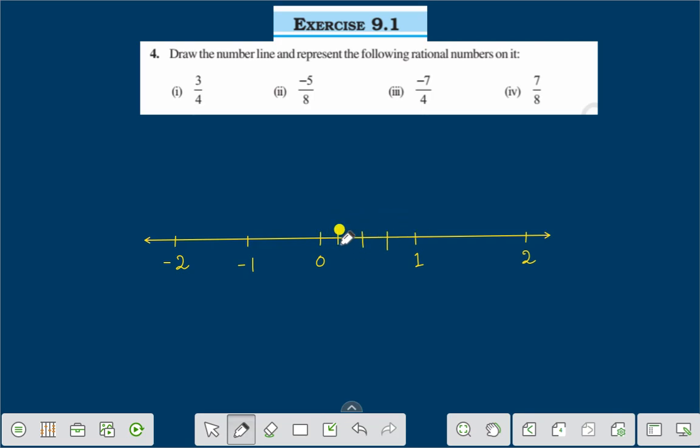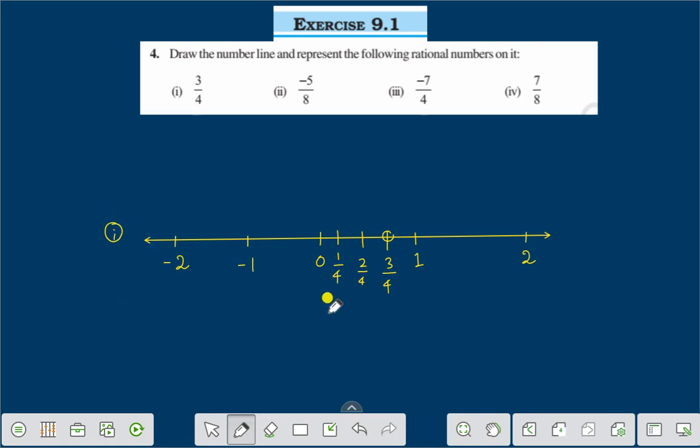Here you see this part is 1 by 4, right? It is 1 by 4 and this part is 2 by 4 and this part is 3 by 4. This point is 3 by 4, right? This is 3 by 4.